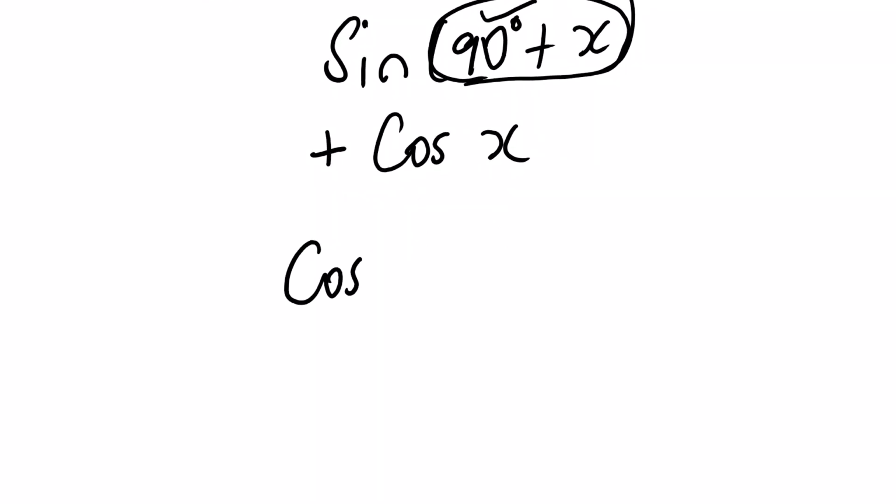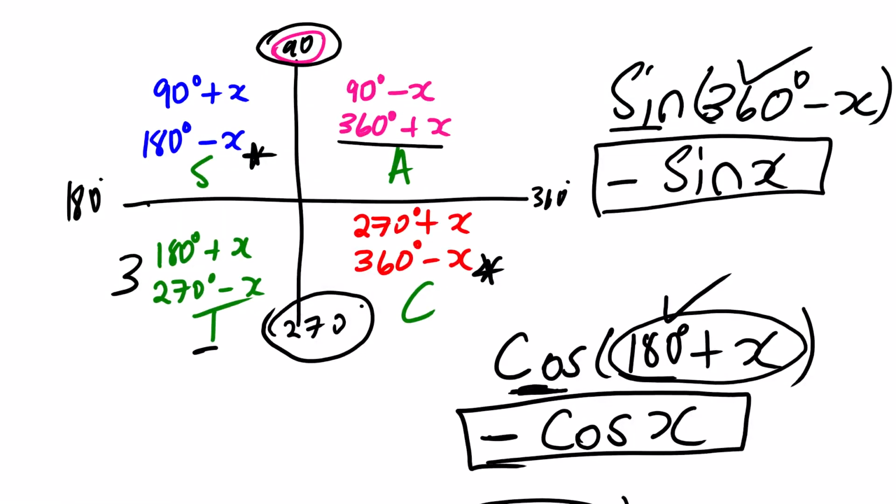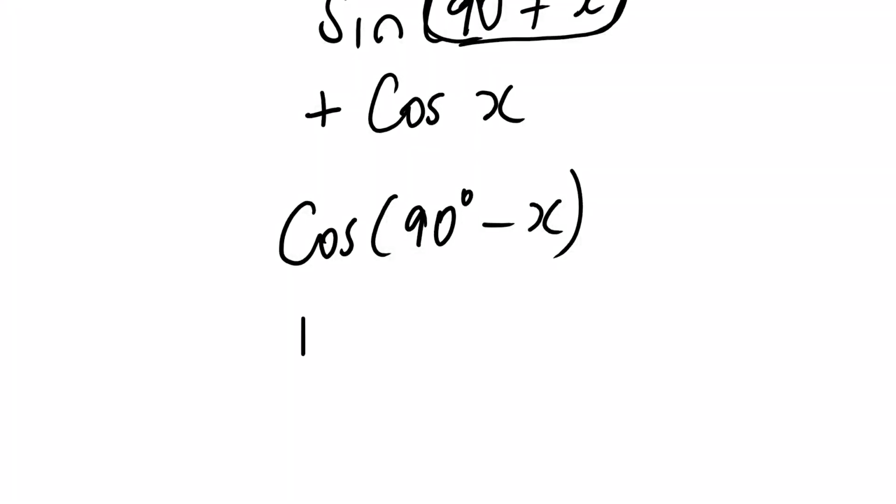Same goes for cos 90 minus x. We know that 90 minus x is quadrant number 1. We can quickly check. You can see that it's quadrant number 1. All trig ratios are positive, so it will be positive. Now, because it's 90, cos will change to sine. We call these co-functions. We can prove this using identities.